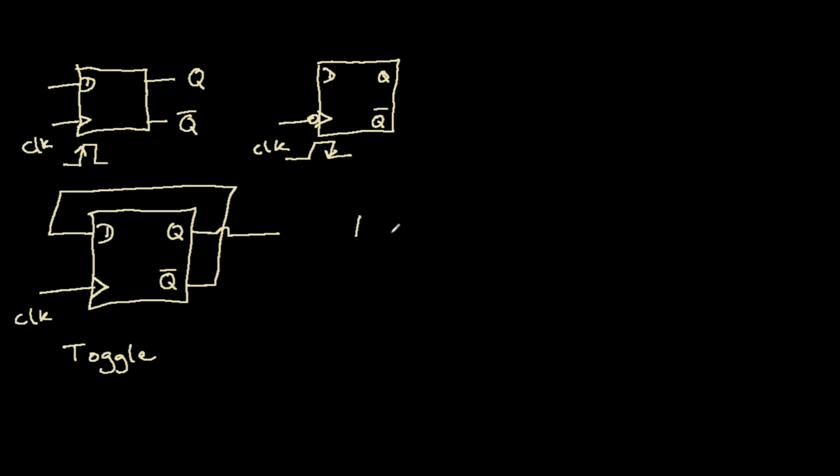Next clock transition, you will have a 0. When you have a 0 at Q, that means you have a 1 at Q bar. So 1 is coming to the input D. Active clock transition, what we get out will be a 1. And then it will go on that way.